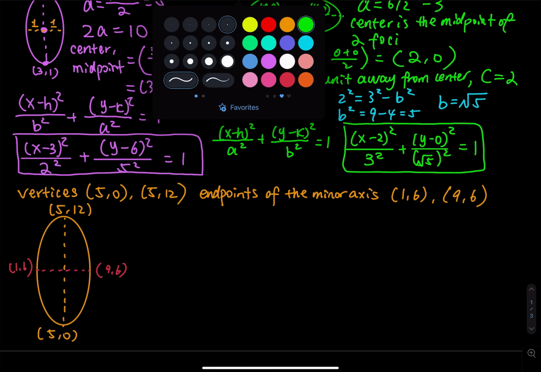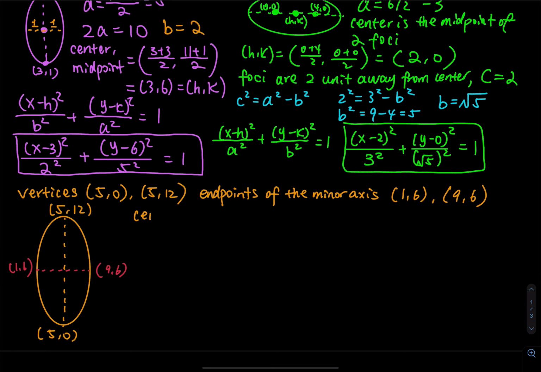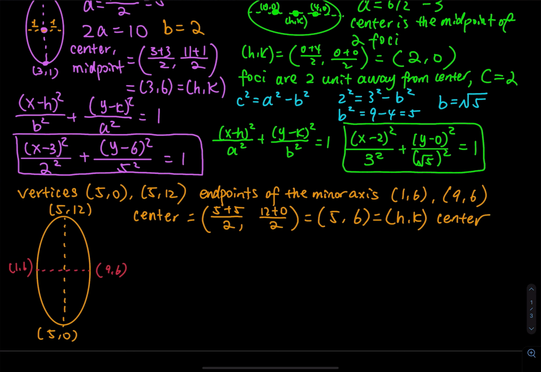Okay, match the color first. So the center is the midpoint, which is equal to (x1 plus x2) divided by 2, (y1 plus y2) divided by 2, and then 10 divided by 2 is 5, 12 divided by 2 is 6. There you go. So here is your center. And then what else do we know? 5 comma 6, and then we can just draw a (5, 6) right over here.